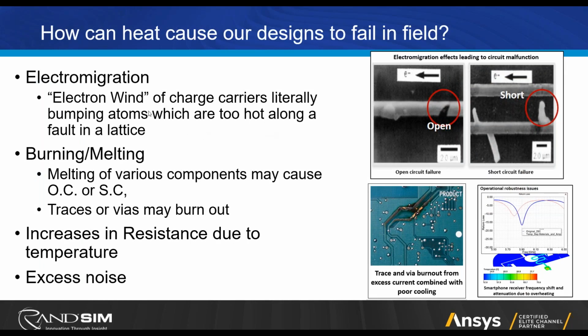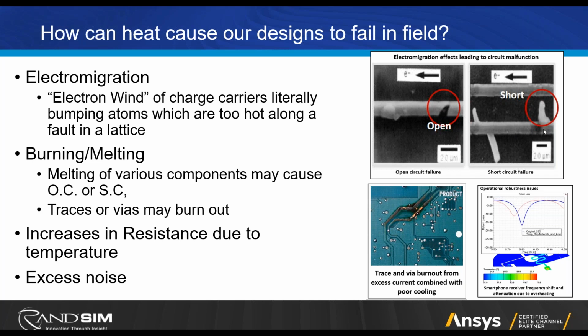Another one that's on a smaller scale is electromigration. Electromigration is caused by charge carriers literally bumping into atoms within a conductor lattice along a fault. As a design gets hotter, those atoms are more likely to move and be bumped by electrons, and that can cause a couple of different modes of failure. On the right, we see an open circuit failure caused by this action, and similarly a short circuit failure.